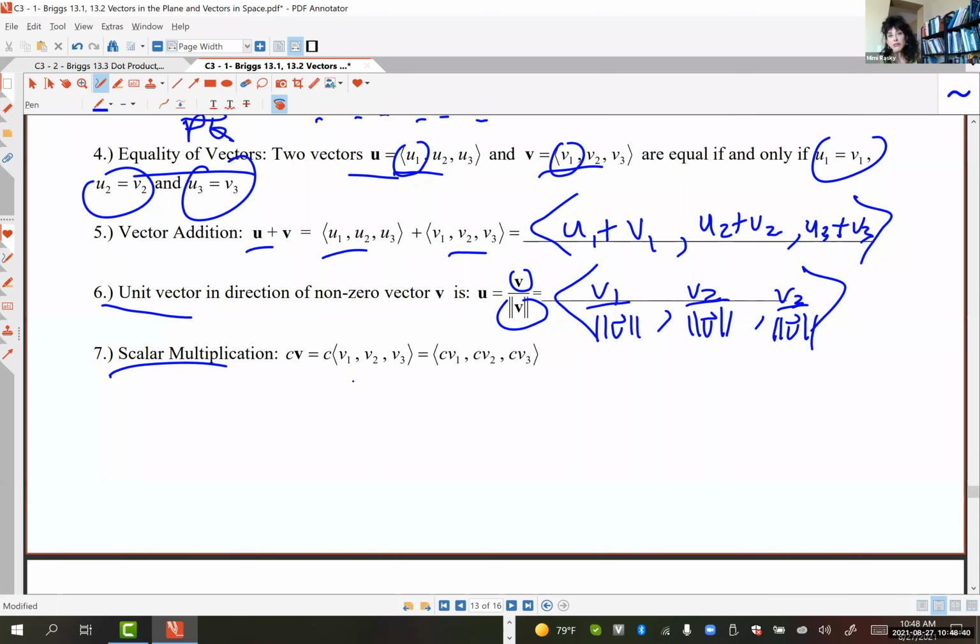Scalar multiplication in 3D, it's similar to as in 2D. You do want to distribute your scalar over your components. And scalar multiplication just means that you're stretching or shrinking your vector. That's what scalar multiplication does to it.